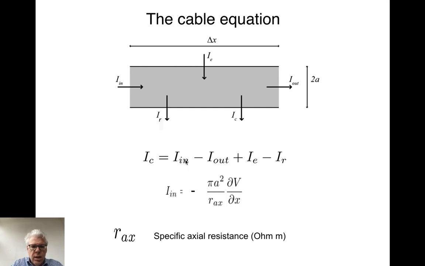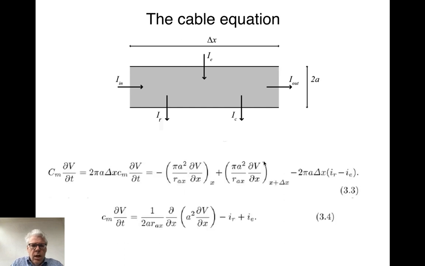So we can do this for the current that enters the axon segment, the current that leaves the axon segment, and the external applied current and the resistive current, and the membrane current, the resistive membrane current. So this is the full equation. It's also in the book, equation 3.3.